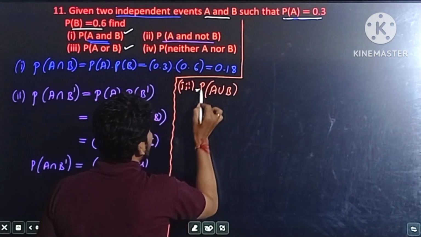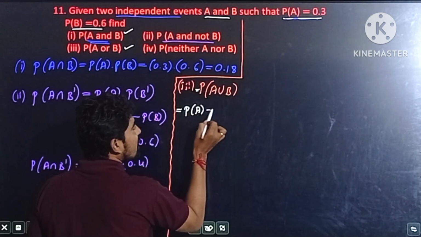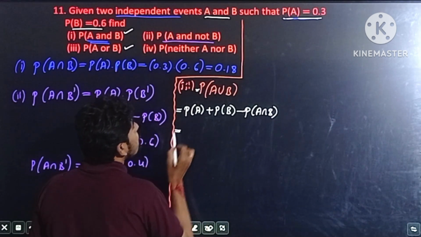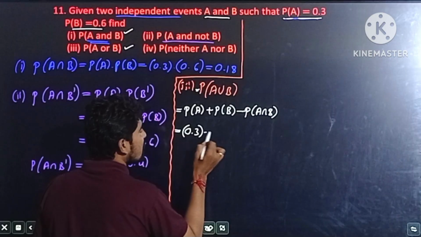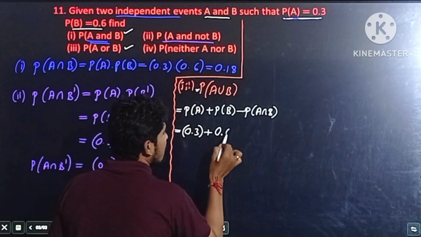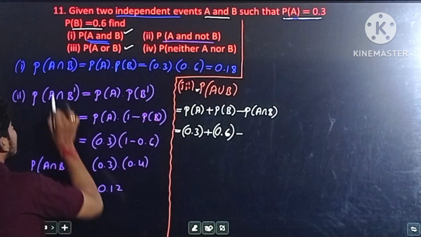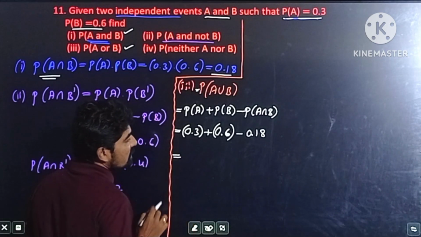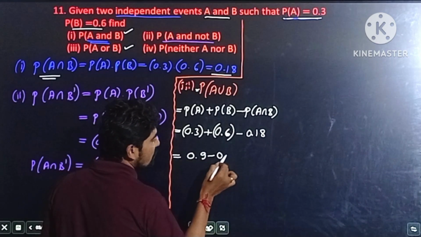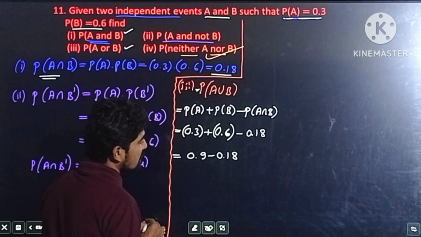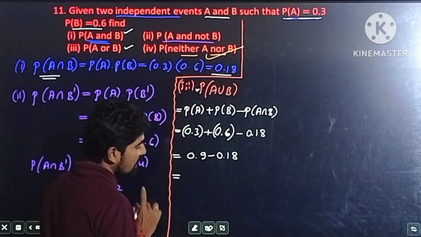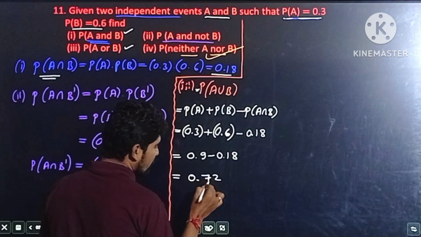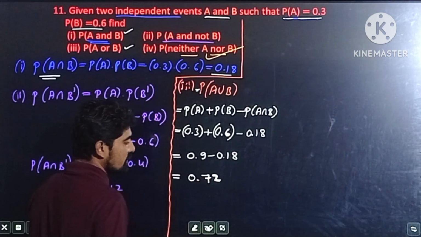And we know that probability of A union B is equal to probability of A plus probability of B minus probability of A intersection B. So which is equal to probability of A is 0.3, given in the question, and probability of B is also 0.6, also given in the question, minus probability of A intersection B, which we calculated, that is 0.18. Now 0.3 plus 0.6 is 0.9 minus 0.18. 0.9 minus 0.18 is equal to 90 minus 18, which is 72. So this can be written as 0.72.